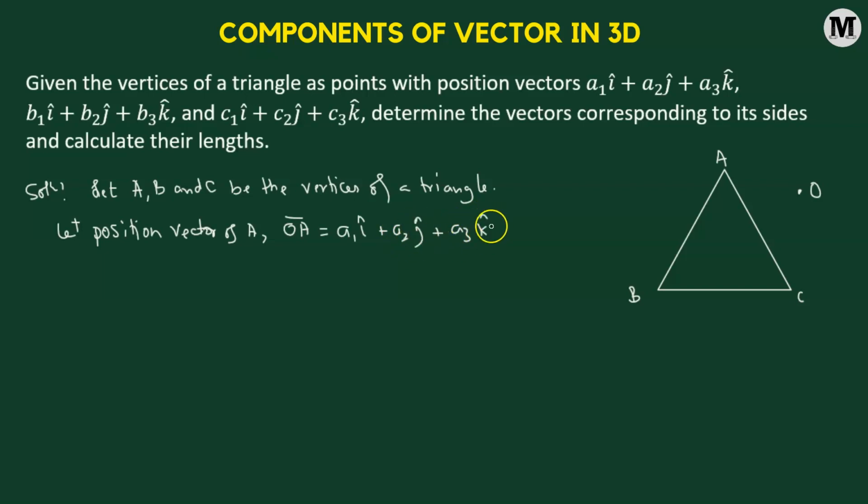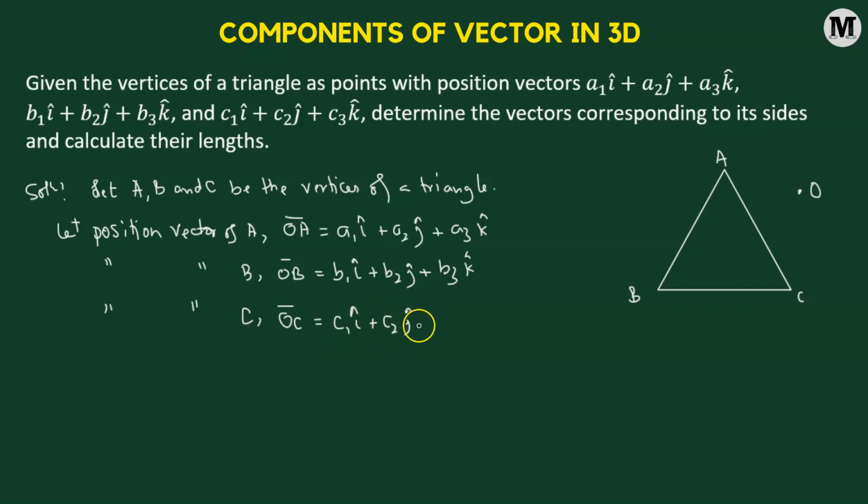k cap. Then the position vector of the vertex B is going to be defined by the OB vector. So let's say this is given by B1 i cap plus B2 j cap plus B3 k cap. And then finally the position vector of the vertex C will be the OC vector, equal to C1 i cap plus C2 j cap plus C3 k cap.